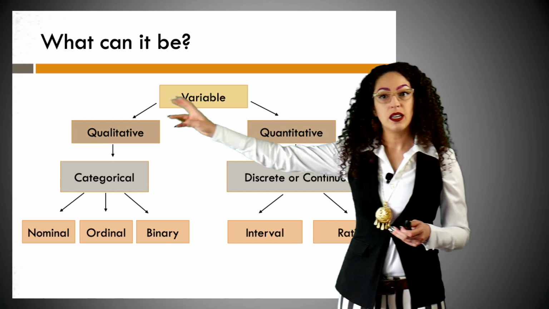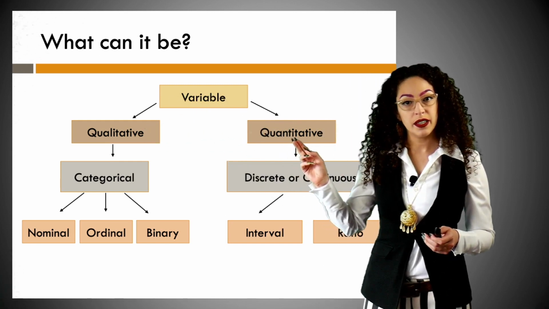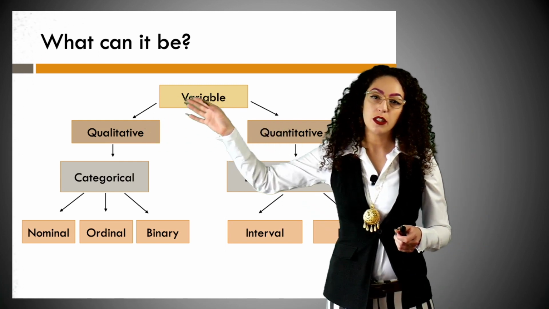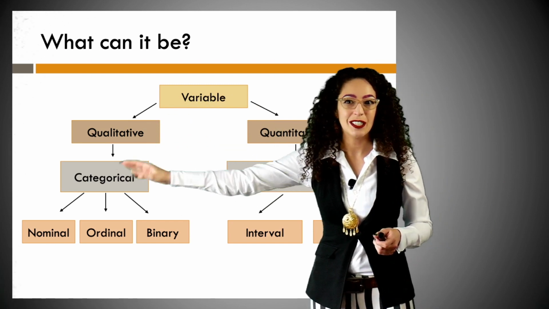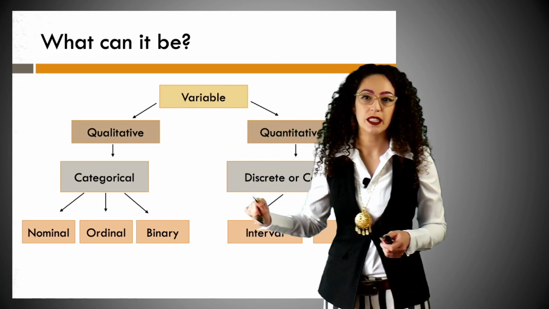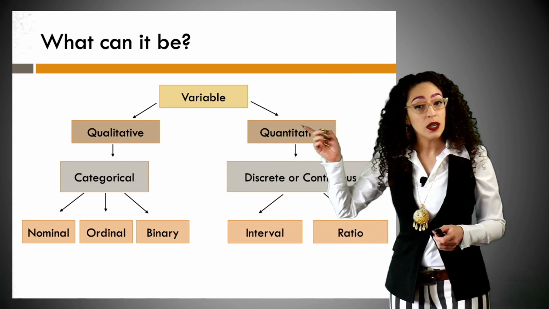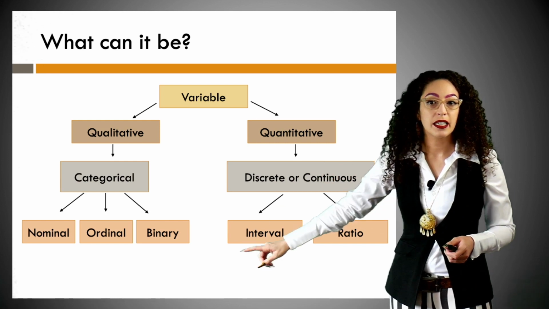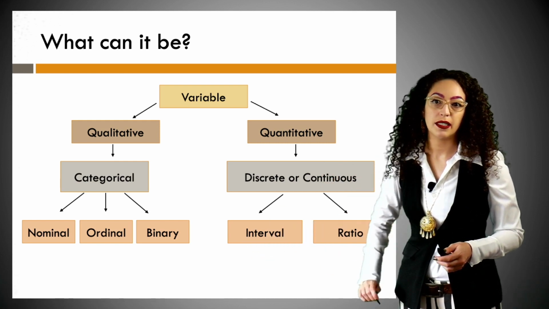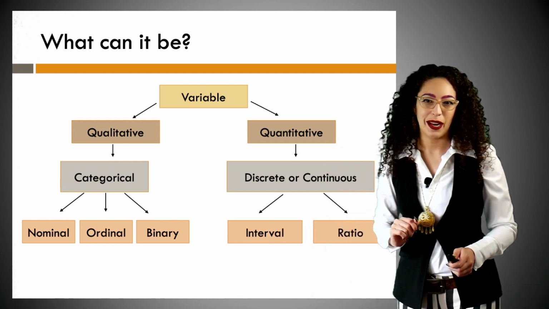Variables can either be qualitative or quantitative in nature. Qualitative variables are usually called categorical variables, and there are different types of those, such as nominal, ordinal, and binary, which we will discuss shortly. If something is a quantitative variable, it can either be discrete or continuous, and it can be either interval or ratio under that. We're going to talk about all these now.